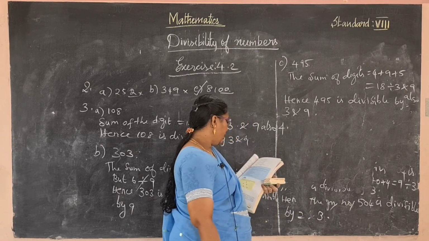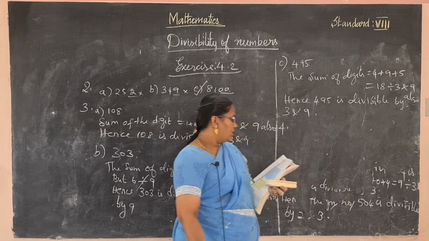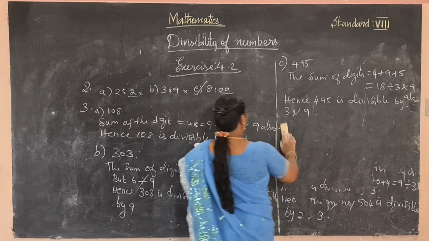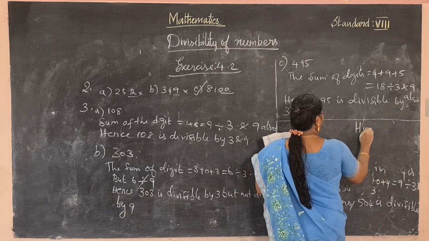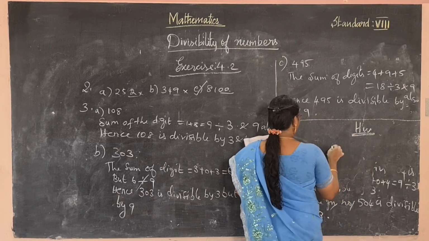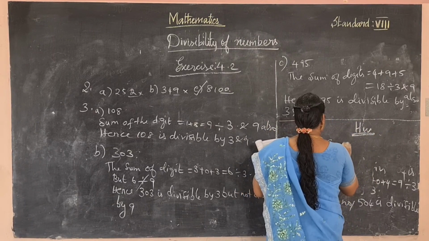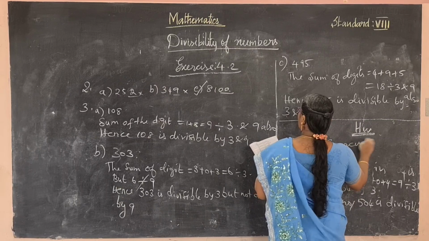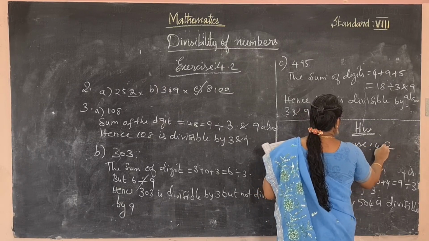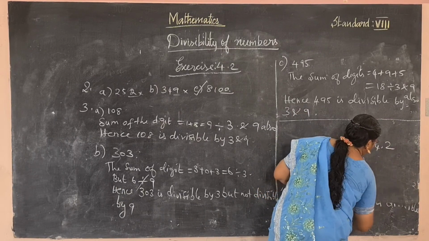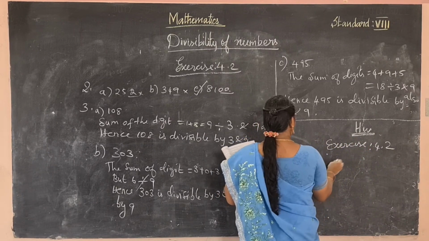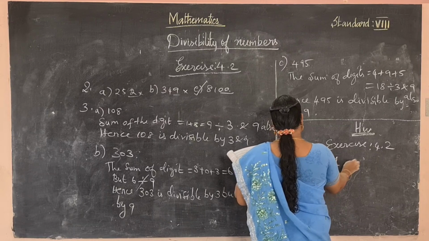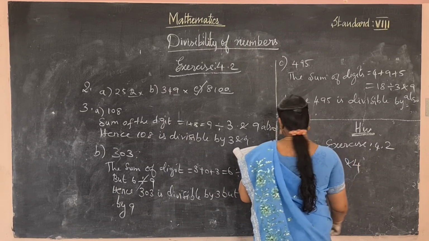Okay, now move to the next problem, the 4th. Which of the following numbers are divisible by 10? It is homework. Okay, we will do the first and fourth as homework, exercise 4.2.